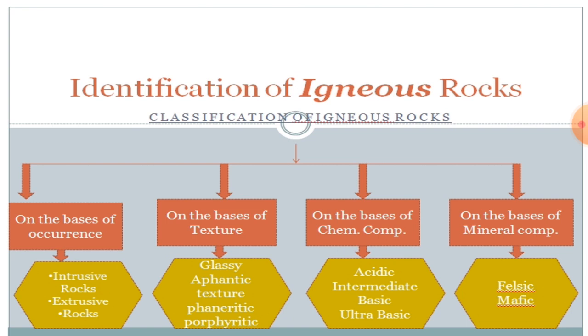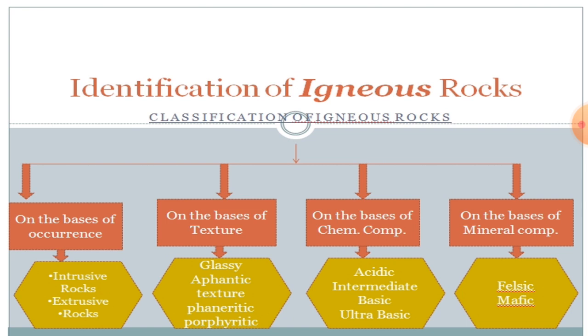For example, granite. Igneous rocks are also identified by their chemical composition on the basis of the silica content. These rocks are divided into four groups again. Number 1 is called the acidic rocks. Second group is intermediate rocks. Third is basic rocks. And fourth is ultrabasic rocks.